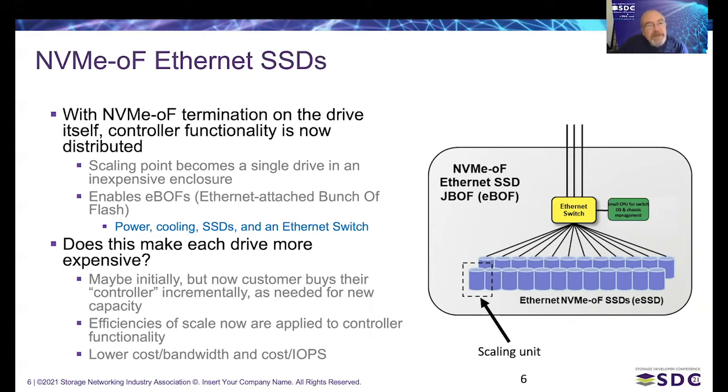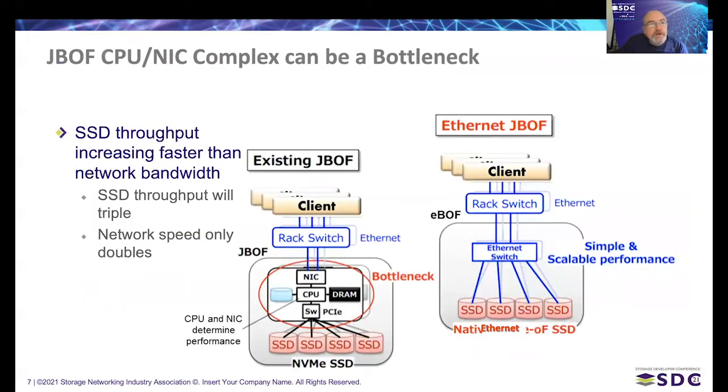So does this make each drive more expensive? Maybe initially, but now the customer can buy their controller incrementally, if you will, so that they're not paying up front for a huge controller, even if their actual enclosure isn't full. SSD throughput is increasing faster than the network bandwidth. SSD throughput will triple, whereas network speed only doubles. And so in order to address this, we need to have the SSDs do the actual networking.